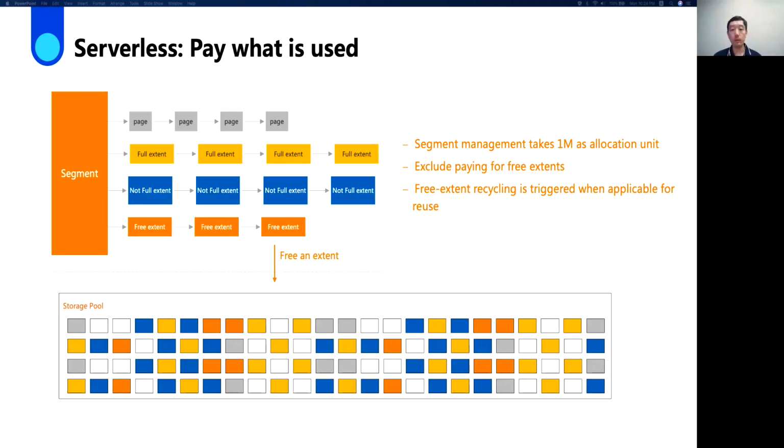Furthermore, if we think of the storage layer as a resource pool, we can manage the allocation and deallocation in units of maybe 1 megabyte, and whenever an extent is not used anymore, we can release it to the resource pool, so that the unused extent can be used for some other purpose.